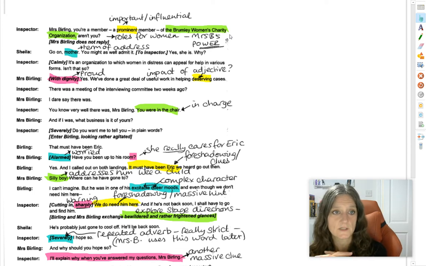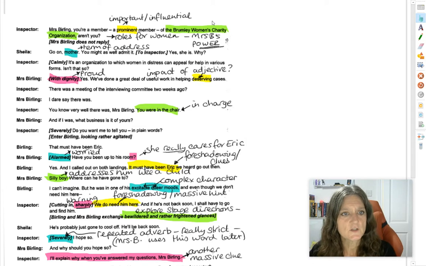You've seen it on the video. So, roles for women, a prominent member of the Bromley Women's Charity Organisation. I just noticed here really quickly that Sheila is not mummy anymore, it's mother. And actually, I like the way that the actress in the video plays Sheila.